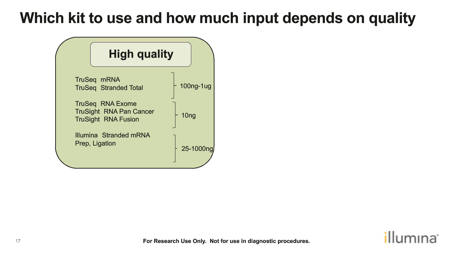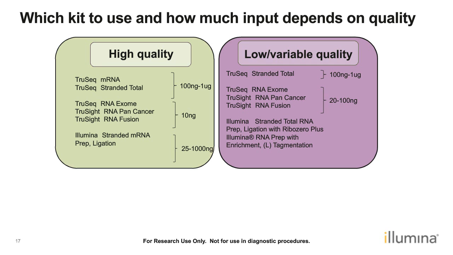If we have low or variable quality, we may need to use a little more input to get even coverage and good yield from our library prep. So in this case, we would still use 100 nanograms to 1 microgram for TruSeq Stranded Total, and as low as 10 nanograms for Illumina Stranded Total RNA. You will notice, however, that TruSeq Stranded mRNA is not recommended for use with low or variable quality input.